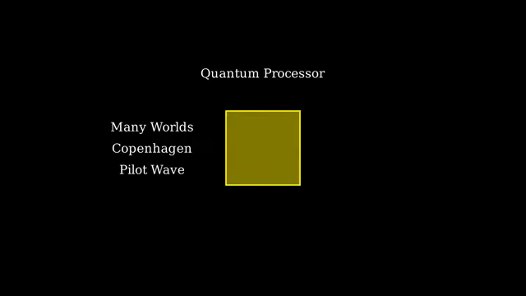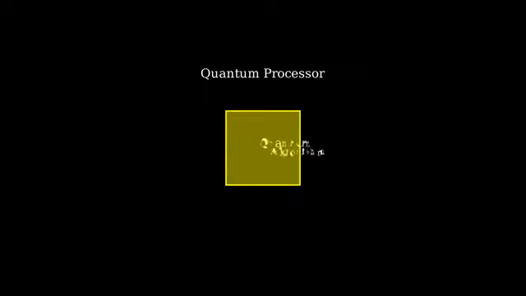Now, the reason that this collapse happens is a hotly debated philosophical topic that's outside the scope of this video. But it turns out that whatever your interpretation of quantum mechanics is, it doesn't actually change the way a quantum computer's algorithms work. So we'll worry about that in another video.